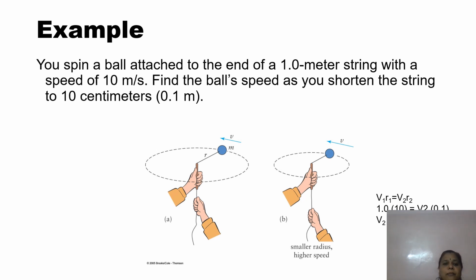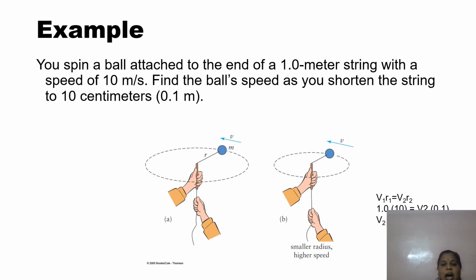You just imagine a ball which is attached to the end of a 1 meter string. That is, the length of this rope is 1 meter, and this mass is moving at the speed of 10 meter per second. So this is its initial condition. Now the question is, find the ball speed as you shorten the string to 10 centimeters.